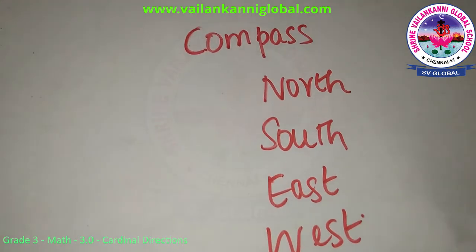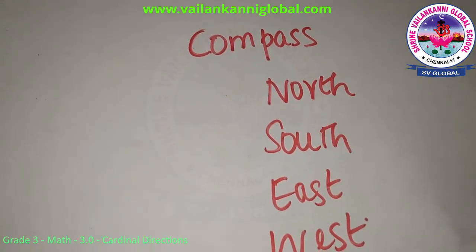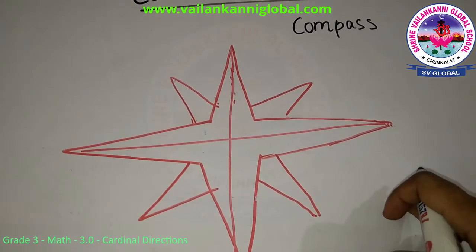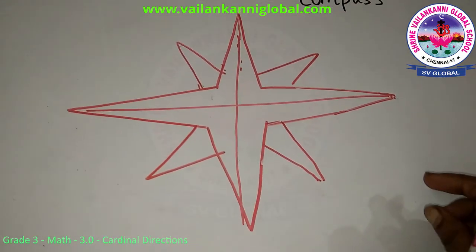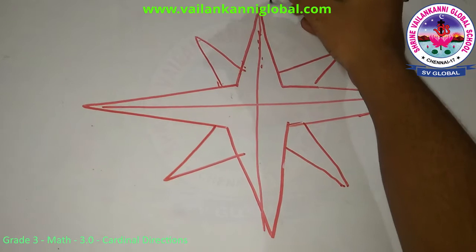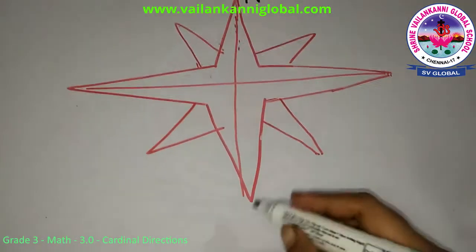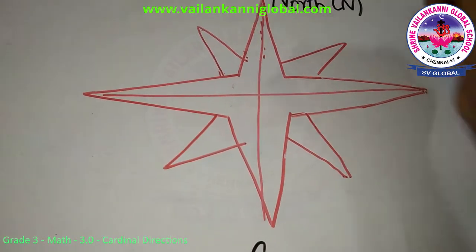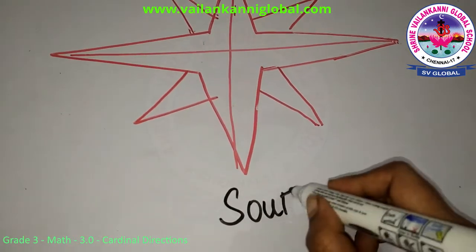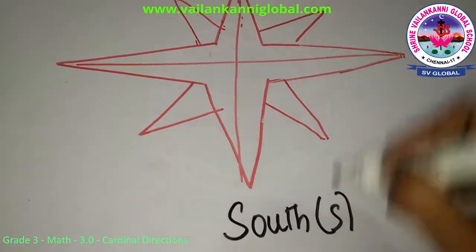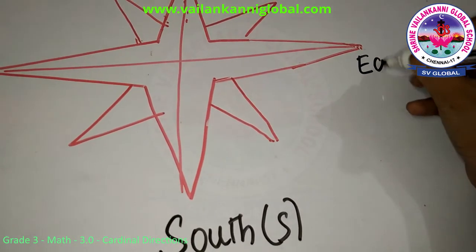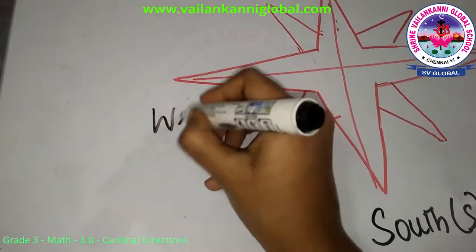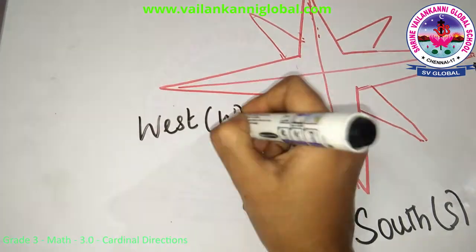So in today's video, we are going to see the 8 cardinal directions, which is 8 directions using a compass. So this is how a compass will look like. The four major main points are the north, which is on top, and the exact opposite is the south. North is written as N and south is written as either south or S. North, south, and this is your east. Towards your right is your east, or you can write it as E, and this is your west, or you can write it as W.